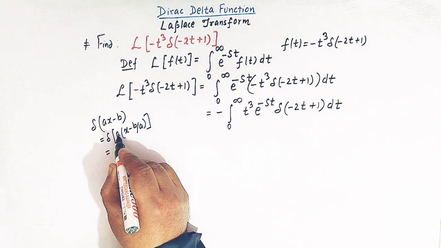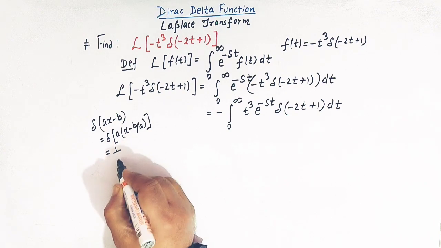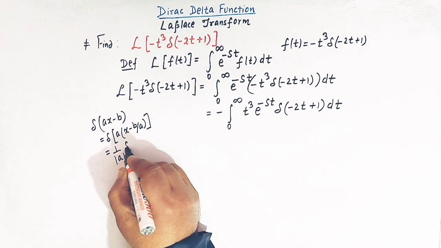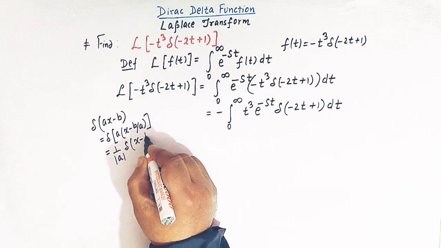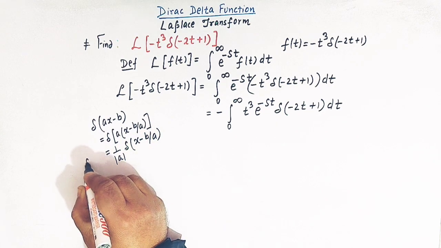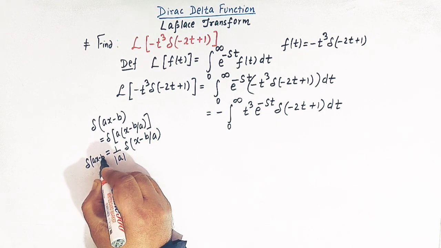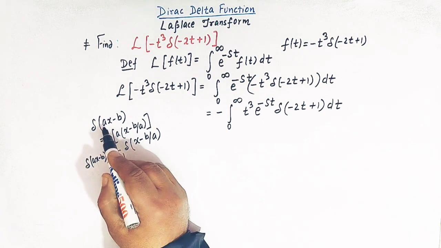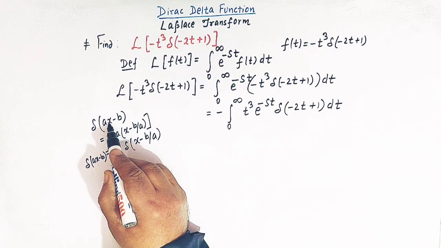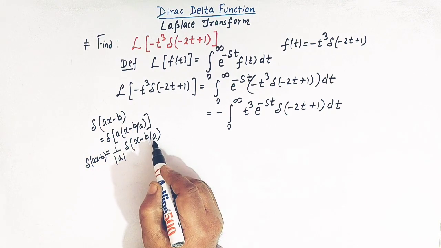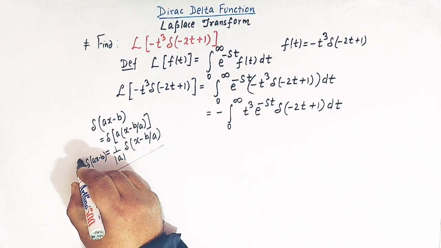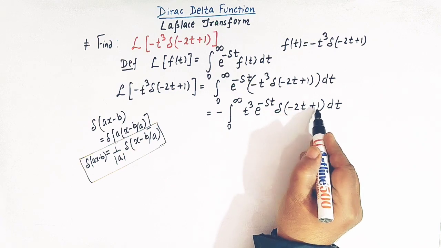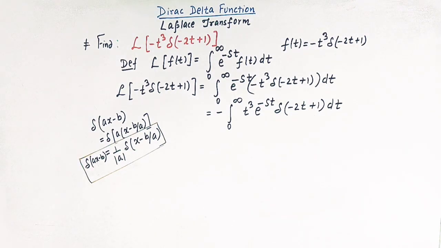So if we take this a outside, then what we do, we write 1 over the mod of a, right? And we write delta of x minus b over a. So delta of ax minus b is equal to 1 over absolute value of a, and a is the coefficient of x, right? And x minus b over a. So we'll apply this property in this term, that is delta of minus 2t plus 1.